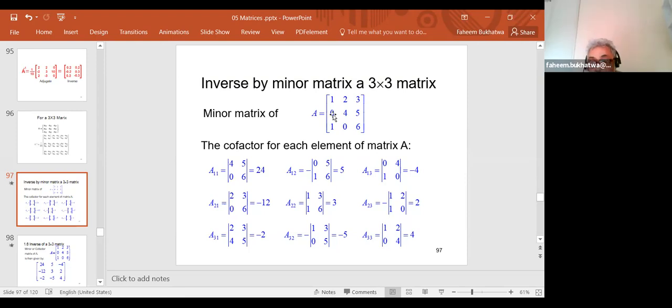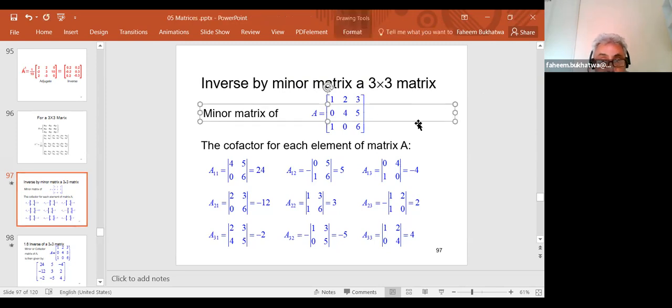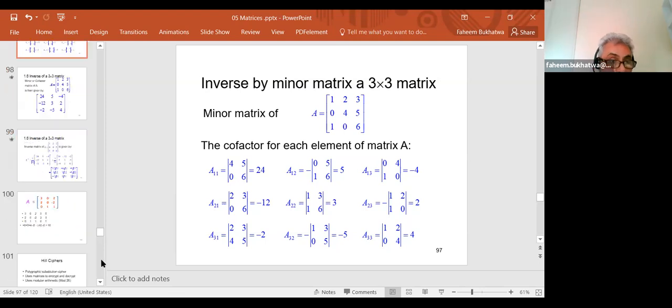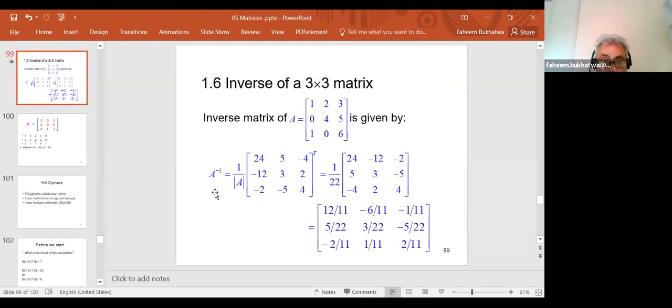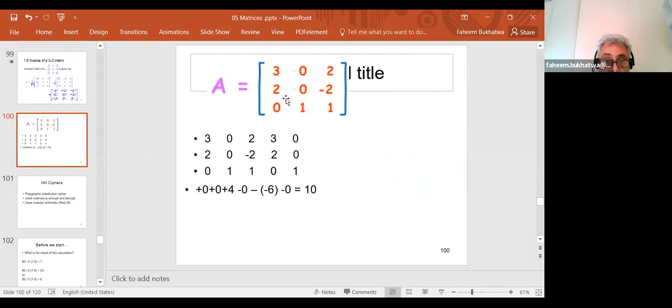So this is with a 3 by 3 matrix. You have to go through each one of those. So now we have new values, 24, minus 12, minus 2, 5, 3, 5, all this. We put it, and we call this the adjugate matrix. Once you get the adjugate matrix, we already have our determinant. We multiply the adjugate matrix by 1 over the determinant, and that will be our inverse matrix.